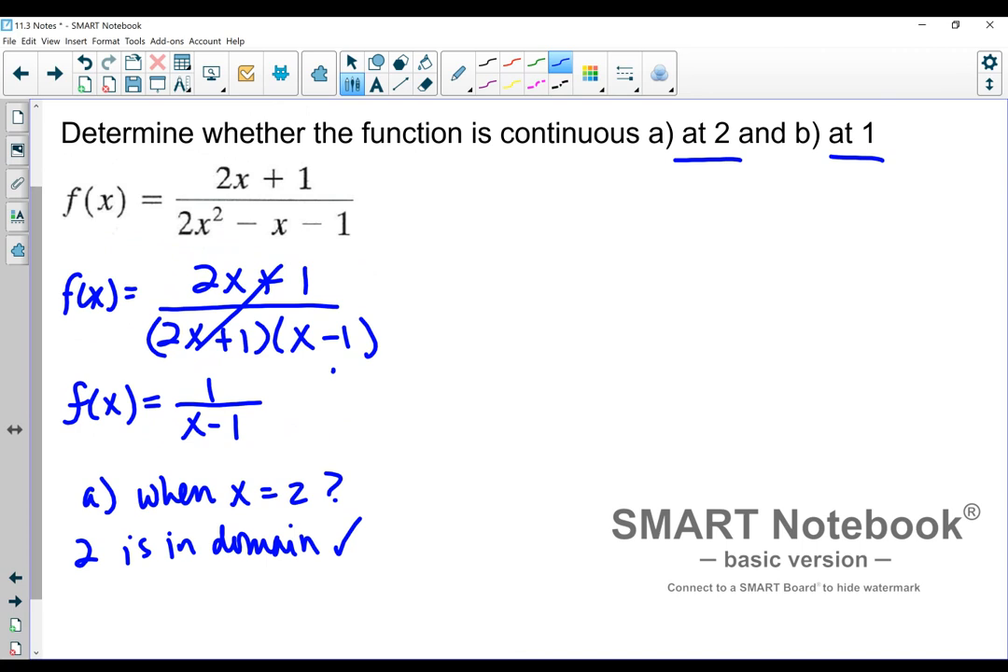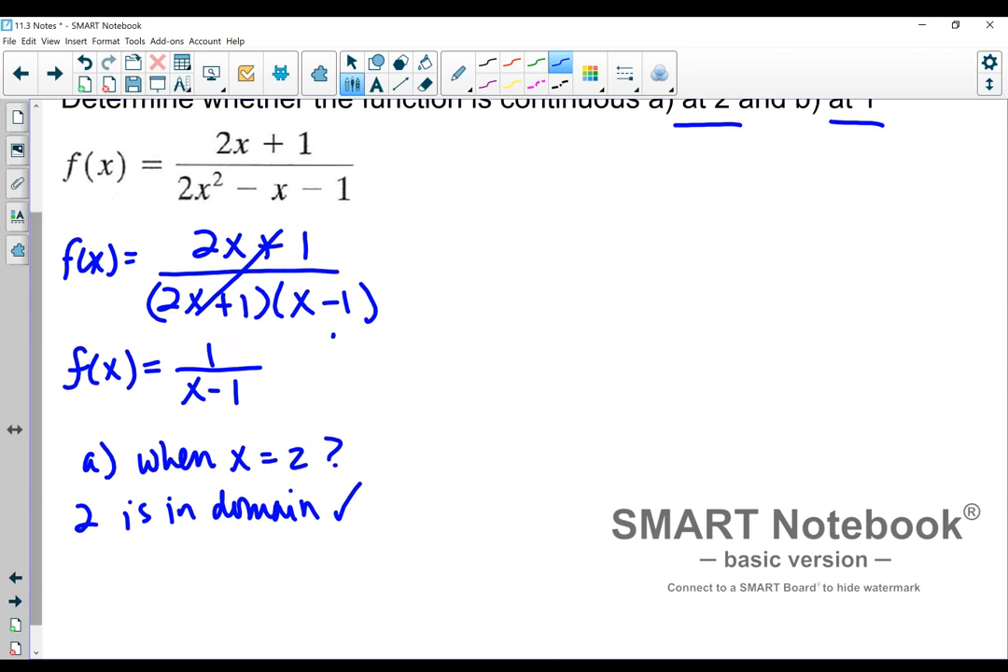And I can plug 2 in. So I know that I could find f of 2, and I know it's going to be the same thing as the limit. So my limit as x goes to 2, and I could choose to do the first equation, or I could choose to do the second one, the simplified one, is going to be 1 over 1. It's going to equal 1. So I do have a value, and it would be the same thing as actually taking the limit.